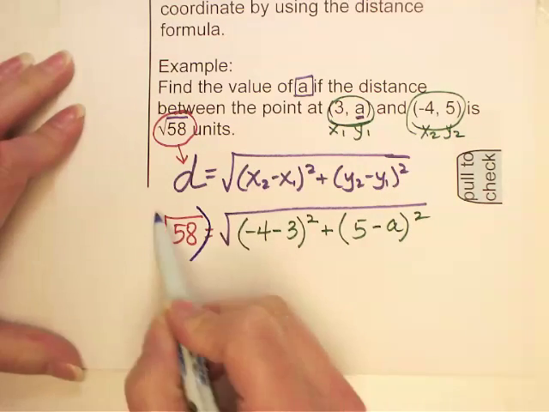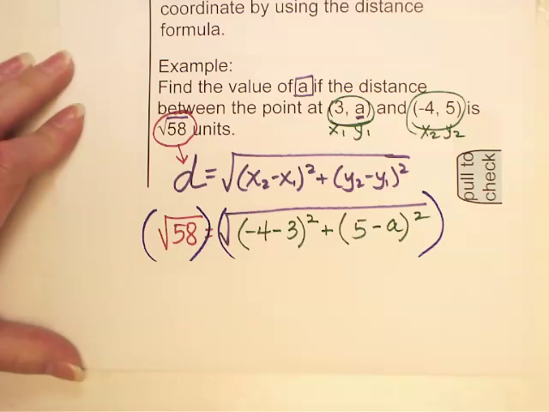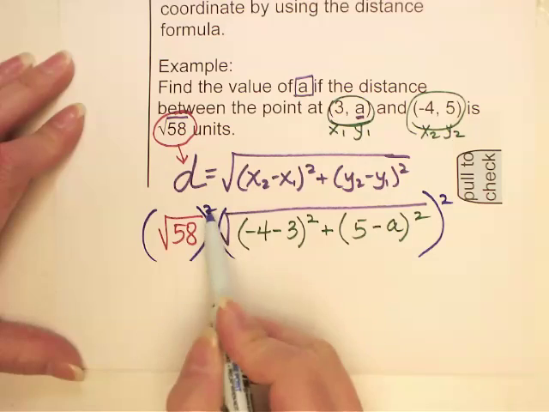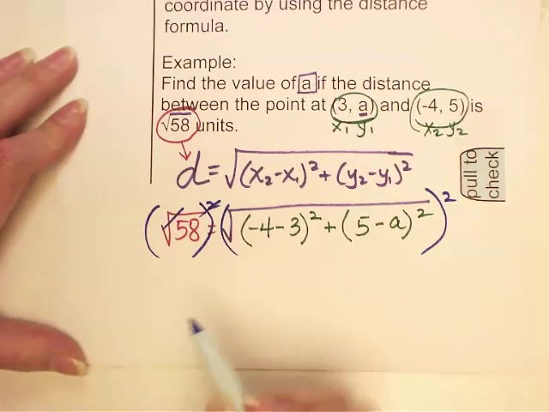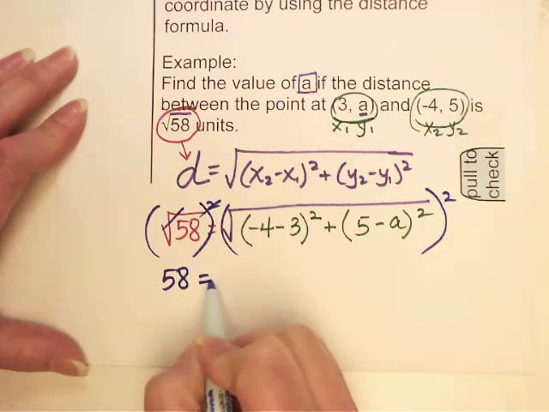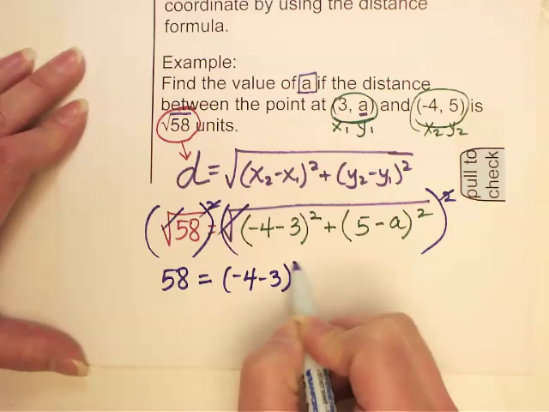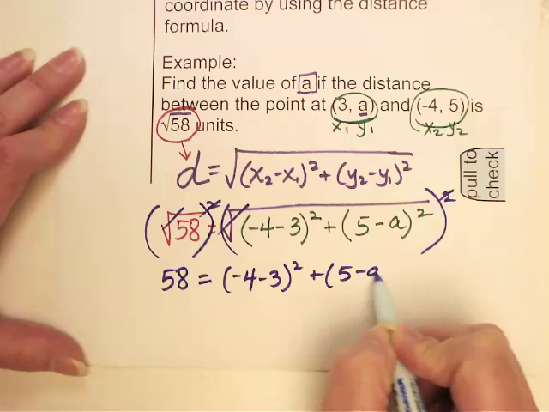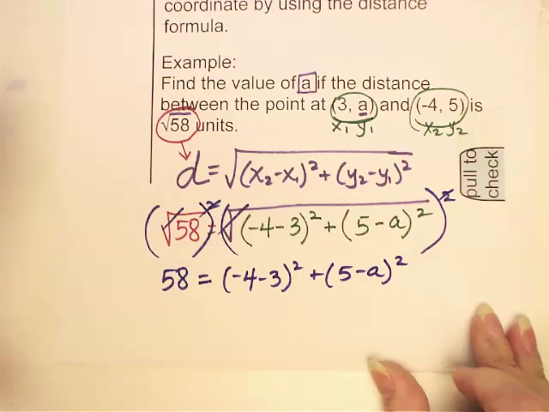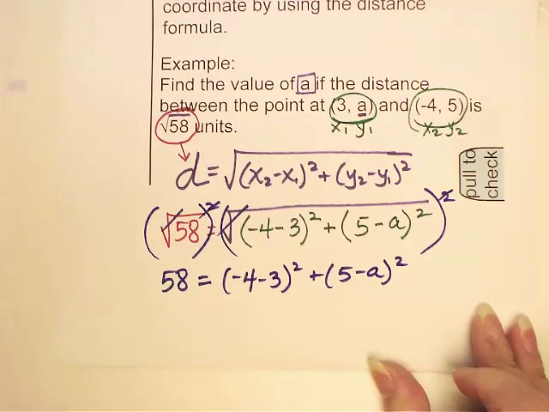So I'm going to go ahead and undo a square root. How would I do that? I need to square it. Once I square it, the square and the square root cancel out. So I end up with 58 equals negative 4 minus 3 quantity squared plus 5 minus a quantity squared. And then I'm going to continue working the problem.